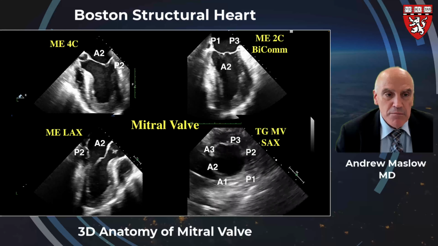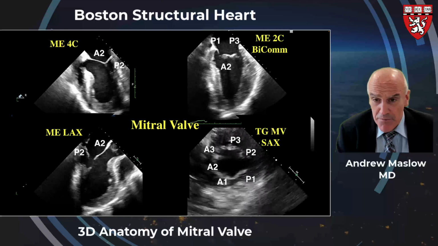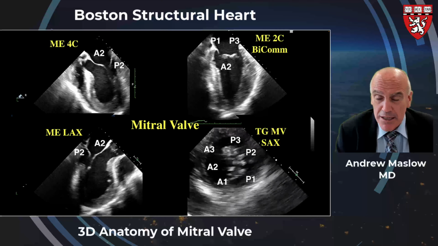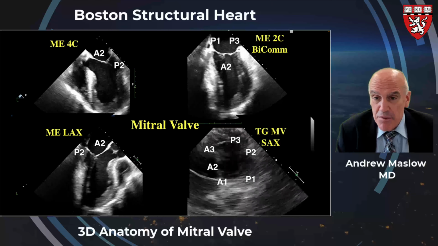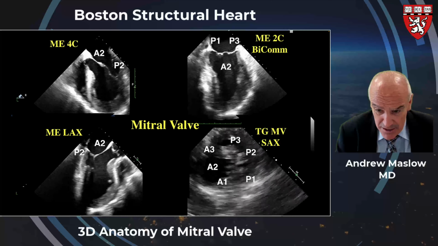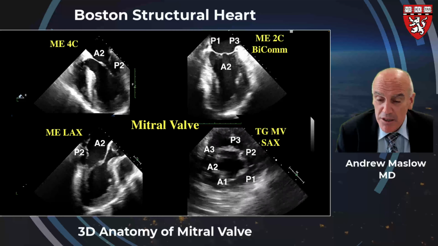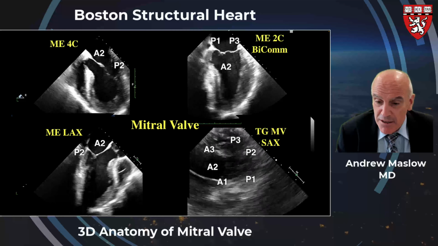The bicommissural view, depending on how you rotate the transesophageal probe, will list for you 3 different scallops. However, again, this depends on some of the landmarks you're seeing. The transgastric view is very helpful when obtained, in that you can more reliably see this P1, P2, P3, and then the anterior scallops as well.